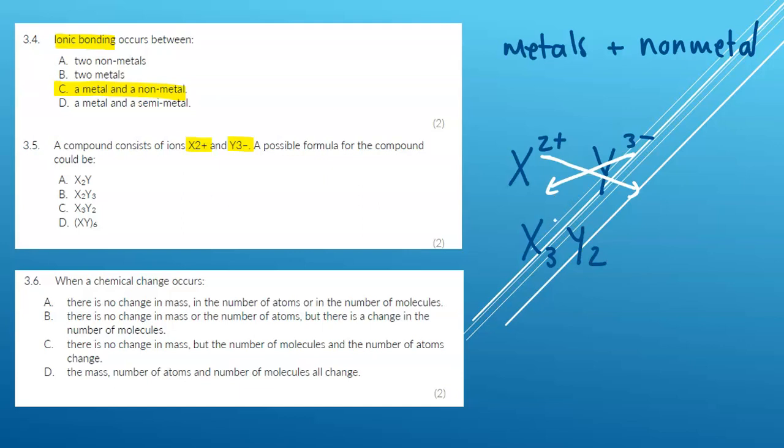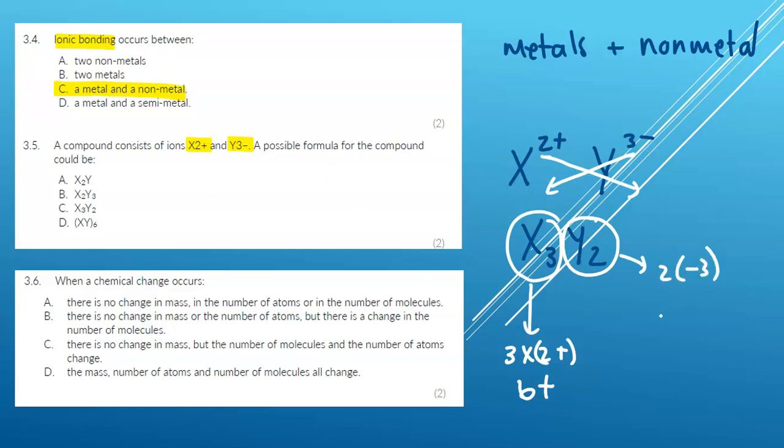And the reason why that works, if I look at X3, the charge of X3 will be 3 times 2 plus, which is 6 plus, right? And if I look at Y2, it will be 2 times minus 3, and that is minus 6. And with ionic bonds, we want to end up with a neutral compound.